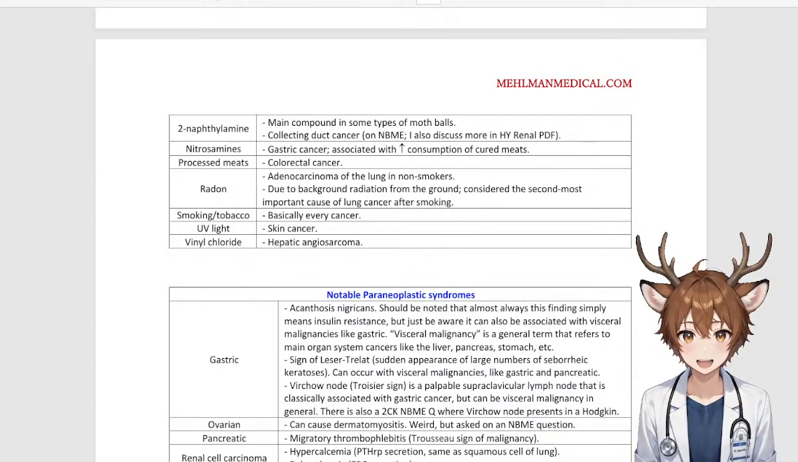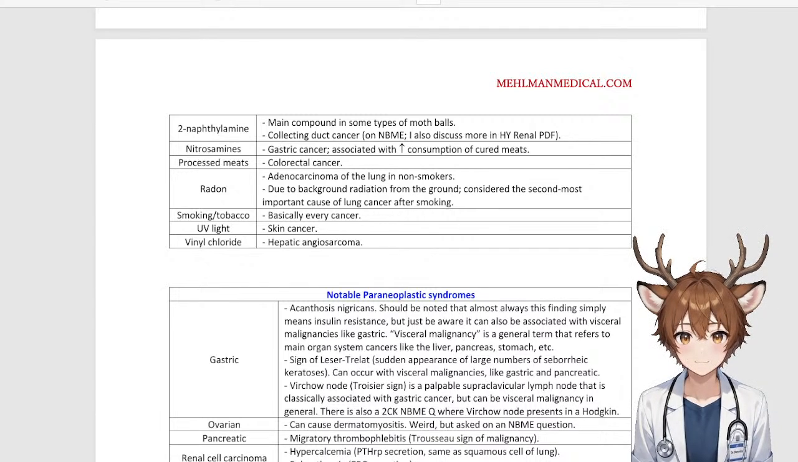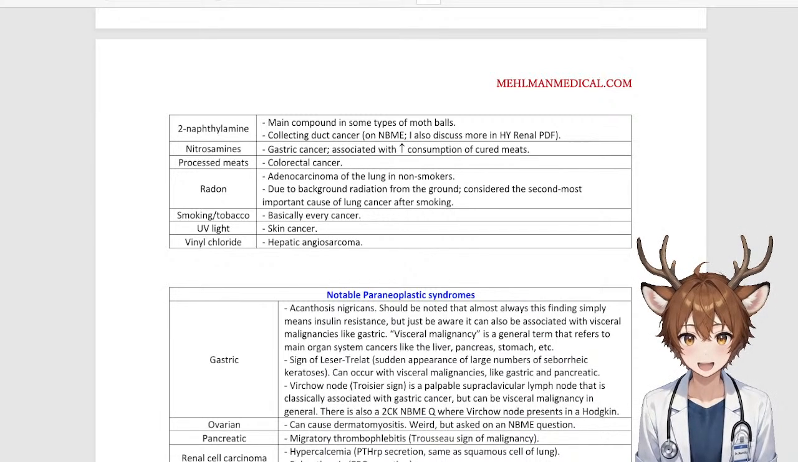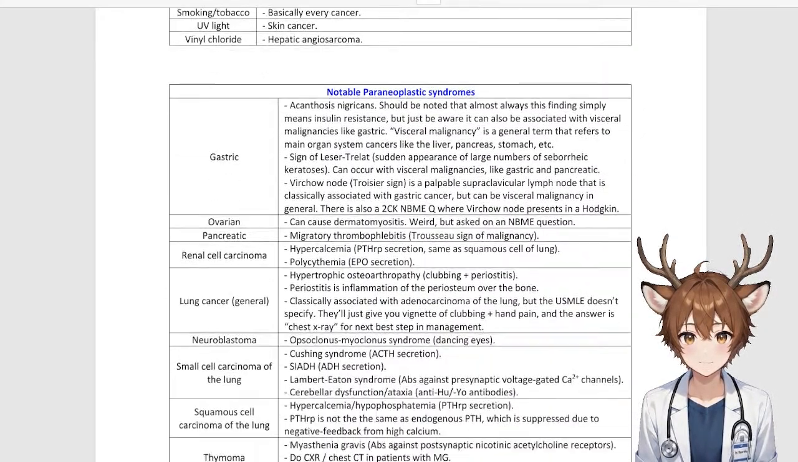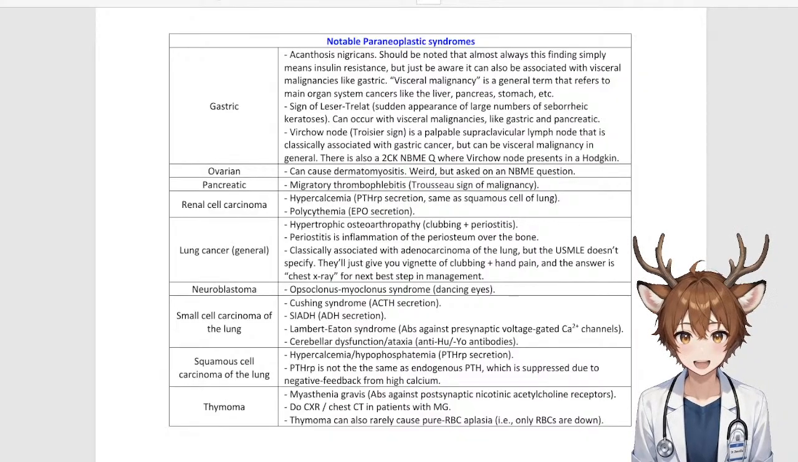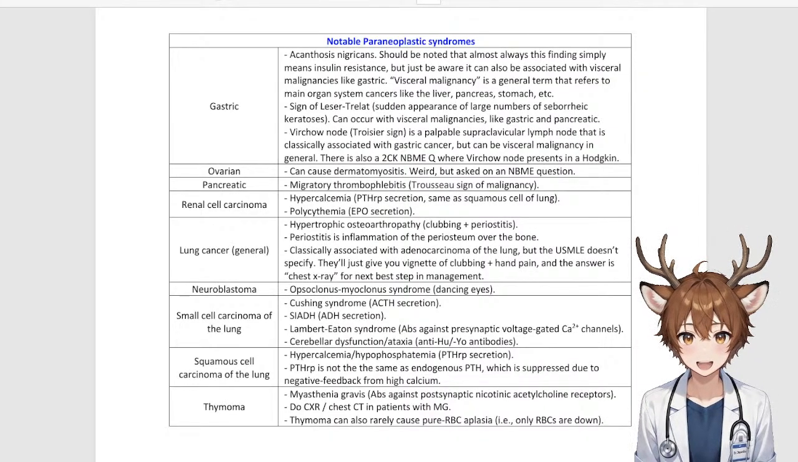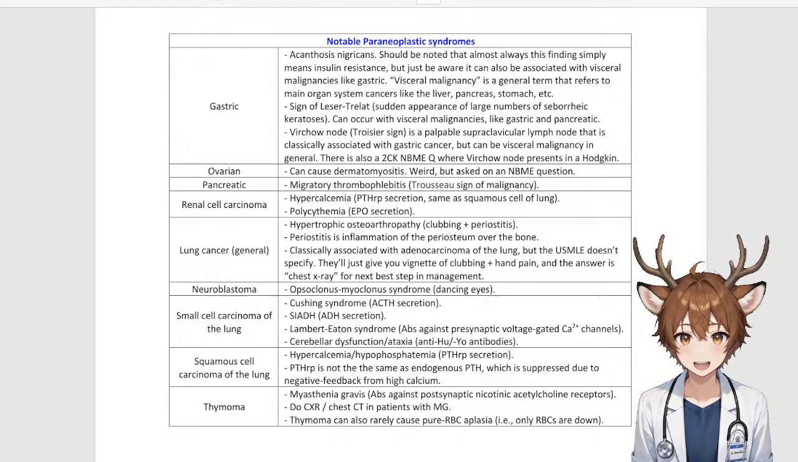Smoking/tobacco, basically every cancer. UV light, skin cancer. Vinyl chloride, hepatic angiosarcoma. So some of those are more obvious than others, but just be aware of that. That's pretty comprehensive, I would say, in terms of all the different things that can cause cancer. Well, obviously there's a lot more than just that, but those are pretty good. That's a pretty good go-to list.